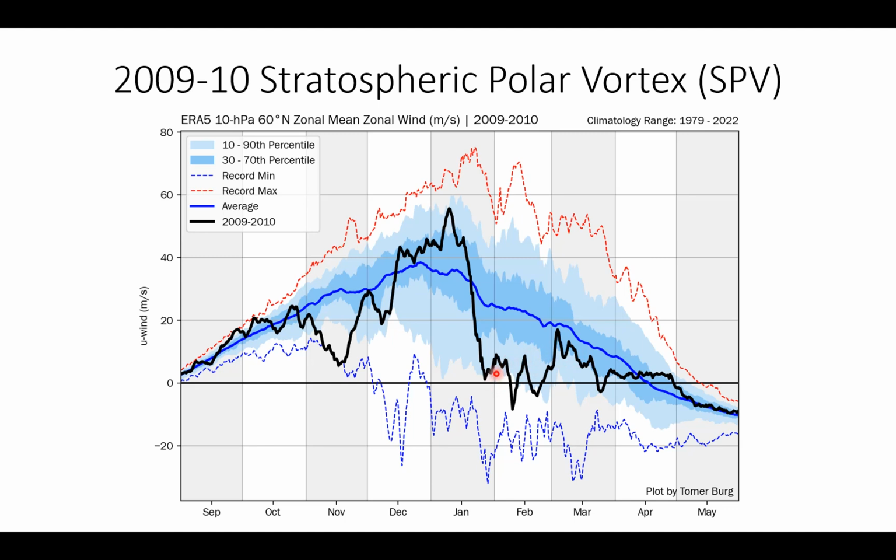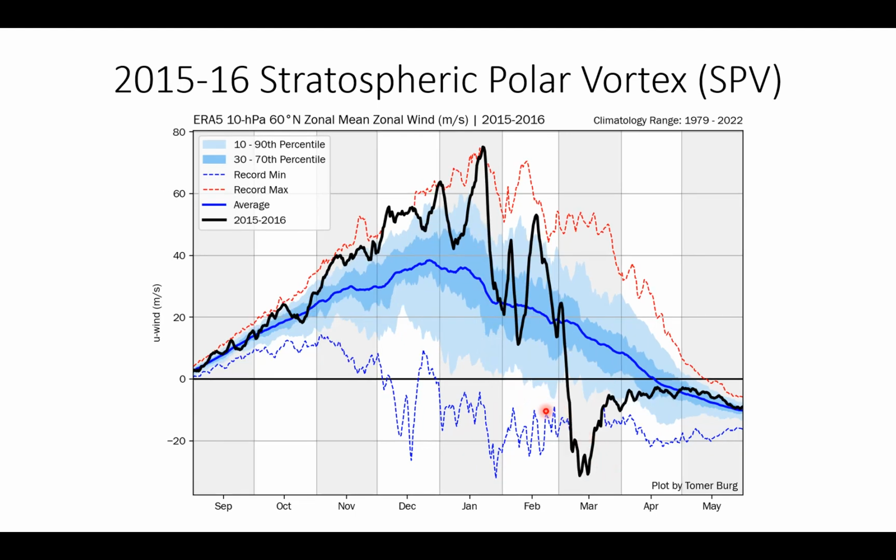And so this is indicative of a weakening stratospheric polar vortex, and it even dips into negative values briefly there at the end of January before recovering a bit but then dropping down again. So this is indicative of a weaker stratospheric polar vortex in the particular time frame of late January. This was a significant drop-off actually in January 2010.